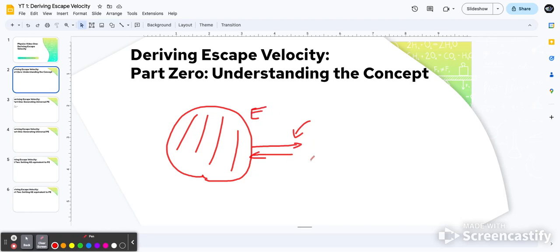With this basic idea, it becomes really easy to derive this formula once you understand that all we're trying to do is balance the kinetic energy that we're moving with against the potential energy. If we can find the minimum value and go a little bit higher than that, we'll have escaped this planet's orbit. So let's get into it.